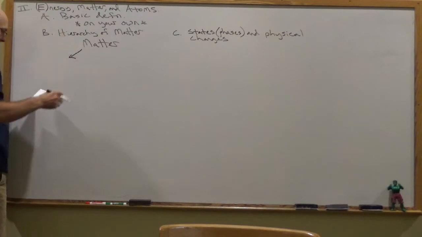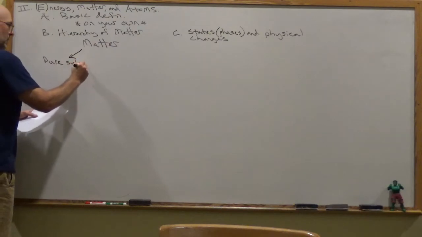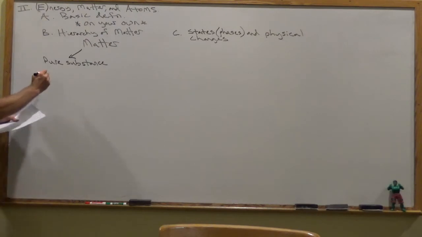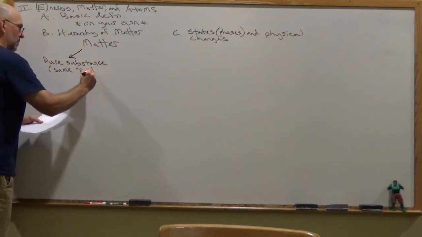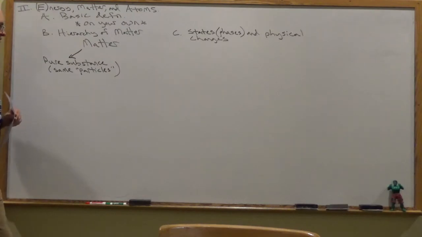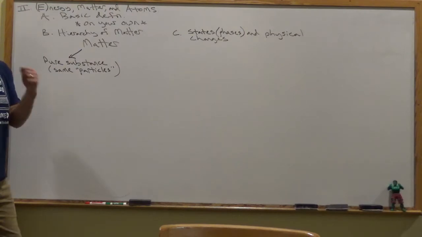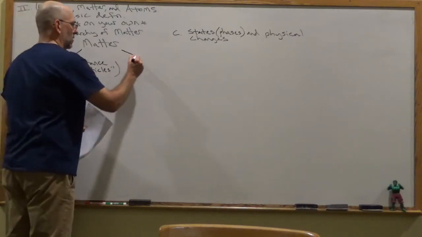And either matter consists of one thing, and we use this generic word particles all the time. So it's either a collection of atoms or a collection of molecules, only one thing. So it's only gold. It's only sucrose. It's only glucose, C6H12O6. So it's either pure or it's impure.